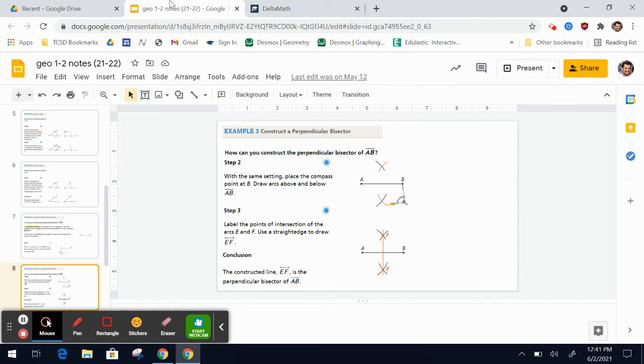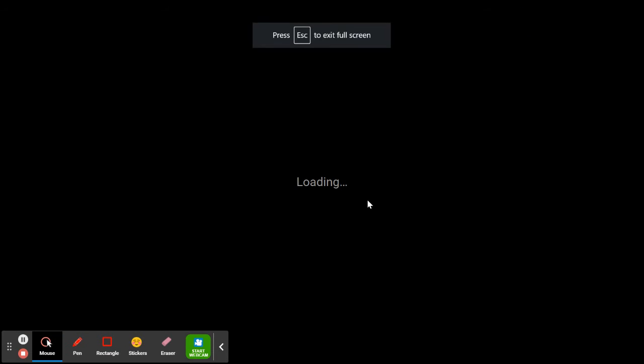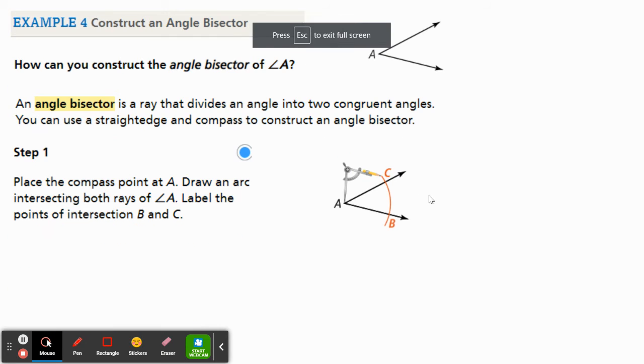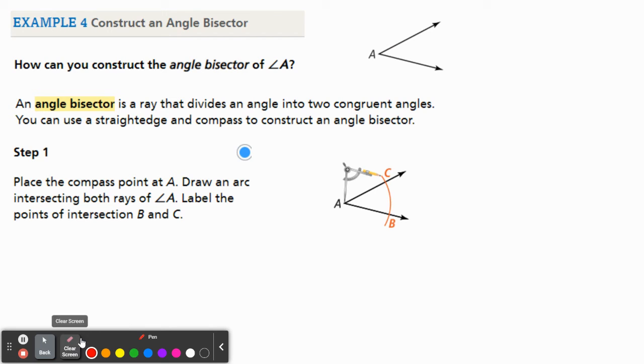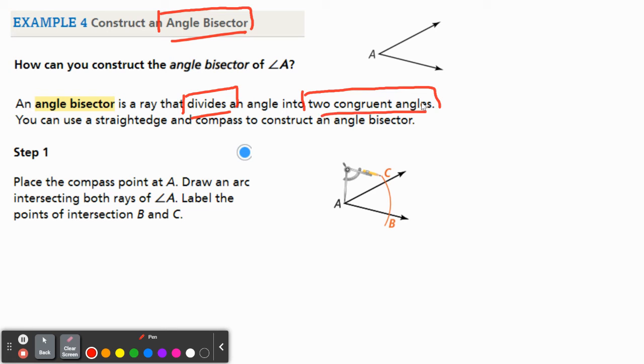Okay, last but not least, let me go back to the notes. We're going to do what's called an angle bisector. We did a segment bisector, so why not do an angle bisector? All right, here we go. How can you construct an angle bisector? Well, an angle bisector, typically it's a ray, and it's going to divide the angle into two congruent angles. Again, that word bisects, two congruent parts.